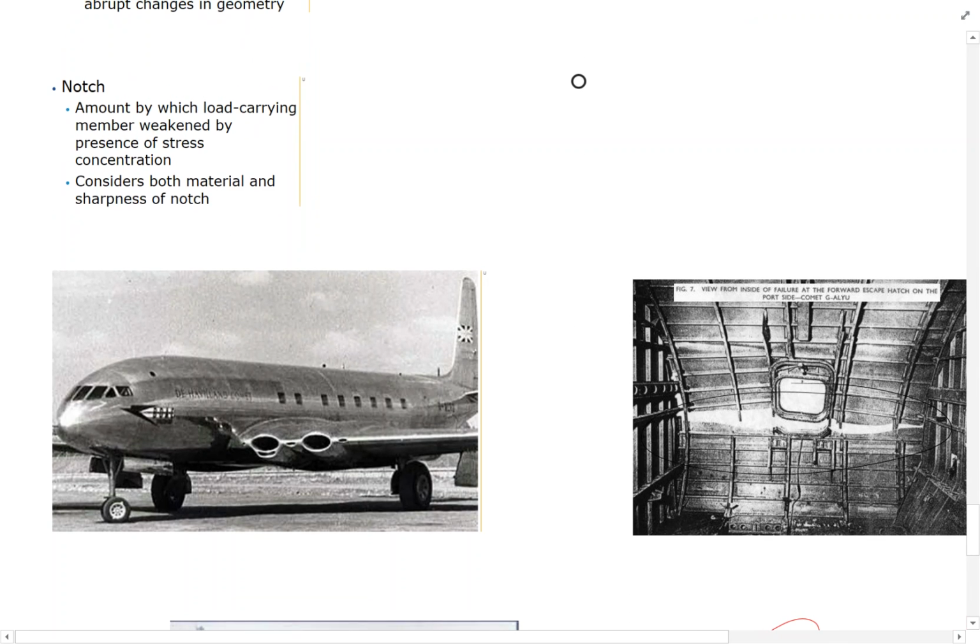Okay, so here's an example. What do you suppose this is all about? Take a look at those windows. You notice something strange about those? Square. They're square. Why do you suppose there are no square windows in airplanes anymore? This is true.